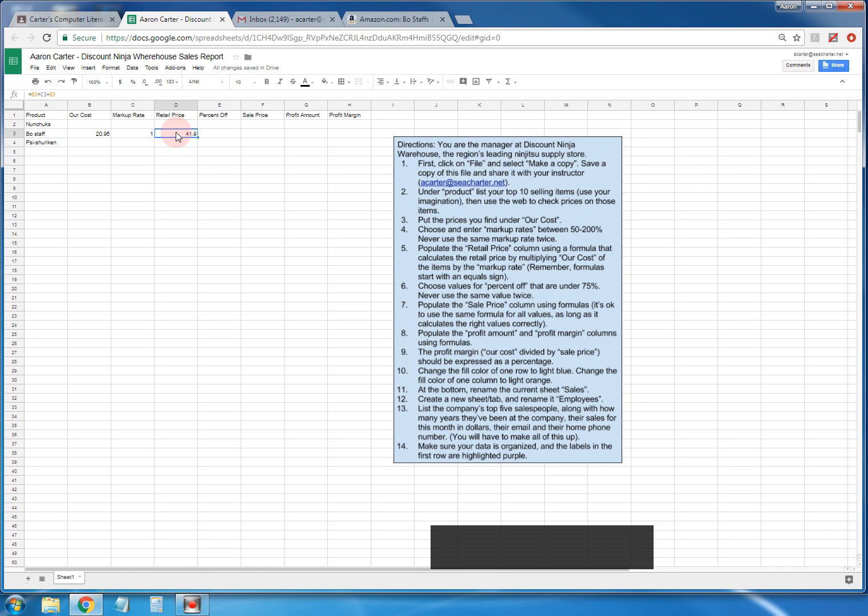Now, just a little footnote, it worked this time, but we need to be really careful about order of operations. Sometimes you're going to need to put a number in parentheses to make sure that it does the operations in the order that you want them to happen.